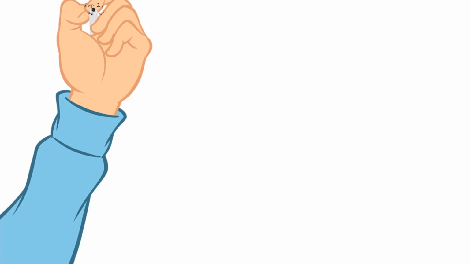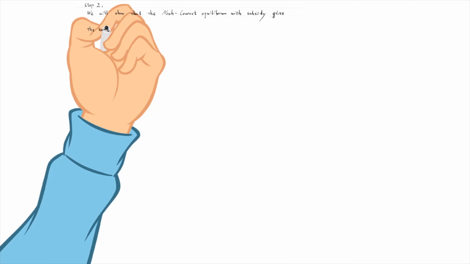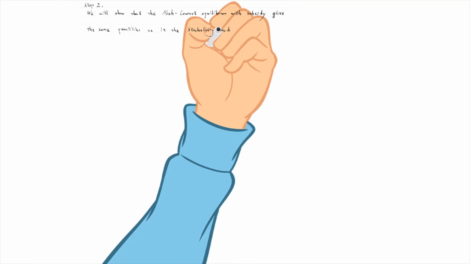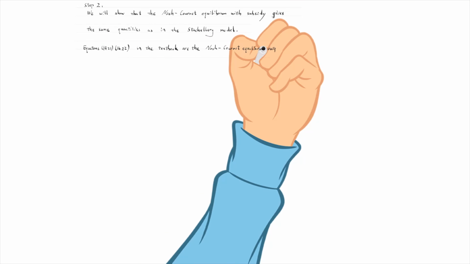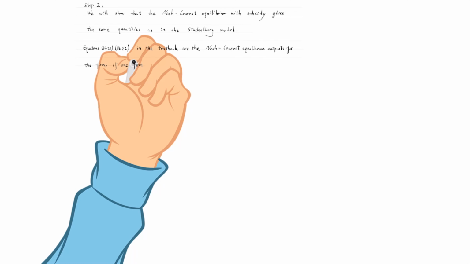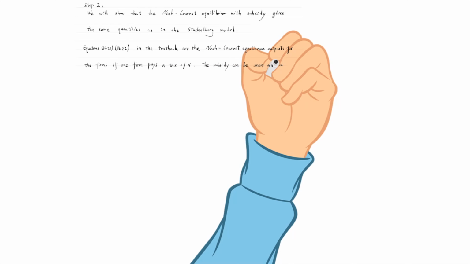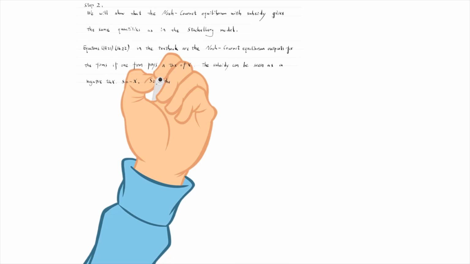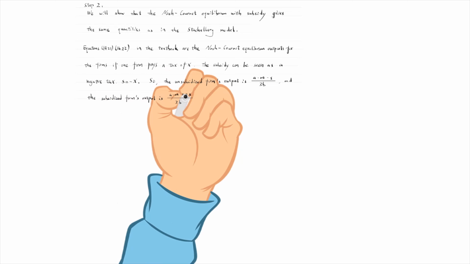In the second step, we will show that the Nash-Carnot equilibrium with a subsidized firm gives the same quantities as in the Stackelberg model. Equations 14.21 and 14.22 in the textbook are the Nash-Carnot equilibrium outputs for the two firms if one firm pays a tax of X. The subsidy can be seen as a negative tax. S equals minus X. So the unsubsidized firm's output and the subsidized firm's output are as follows.